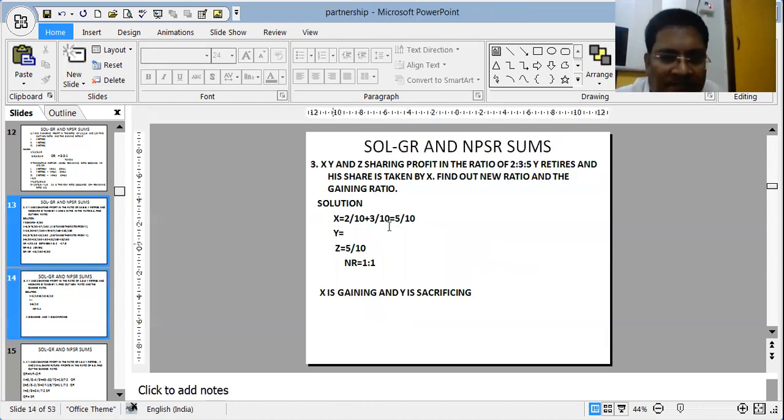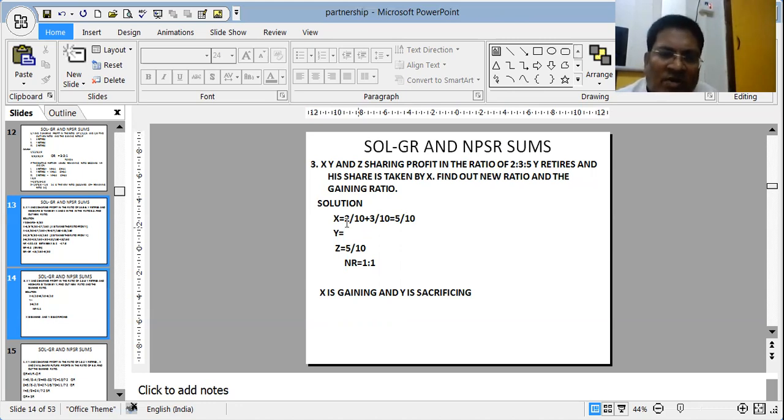Sum number 3. Over here also you have to calculate gaining ratio and new profit sharing ratio. X, Y and Z sharing profits in the ratio 2:3:5. Y retires and his share is taken by X. Only X. Find out the new ratio and the gaining ratio. Only X is taking. Who is retiring? Y is retiring. Y was getting how much? 3 by 10 he was getting. As he was getting 3 by 10, so 3 by 10 will be taken by whom?